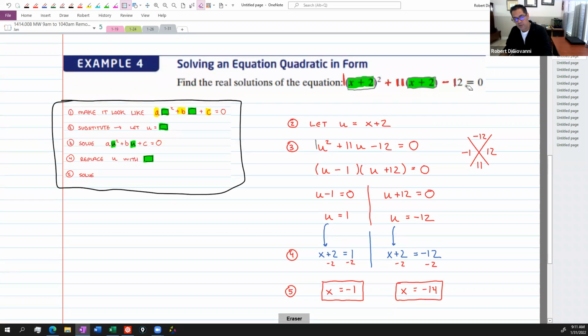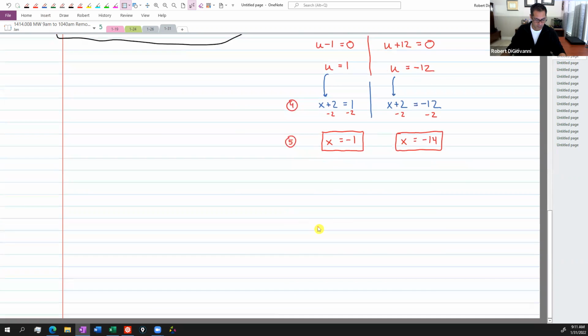So if you go back to the original equation and kind of look at it again, what we really did here was we replaced this with u and this with u, and then rewrote it as u squared plus 11u minus 12, right? That's what we did. Let's do another one. I have a question.